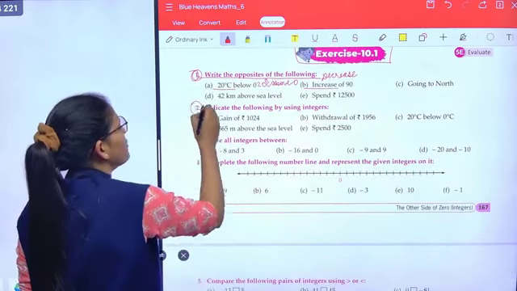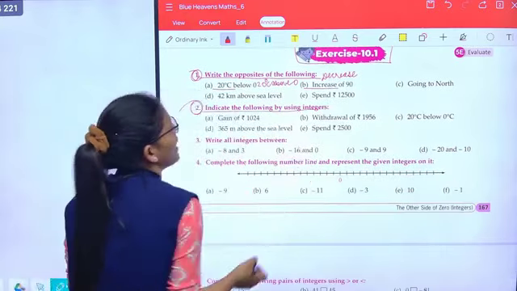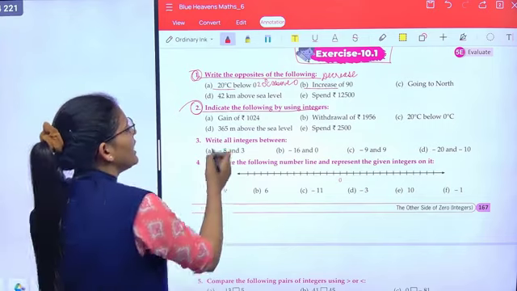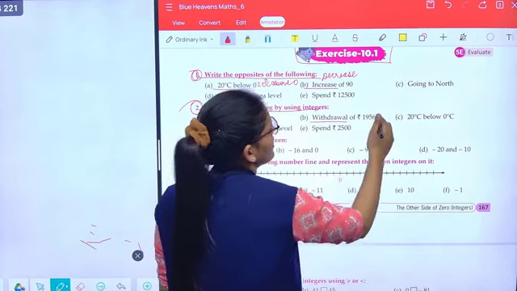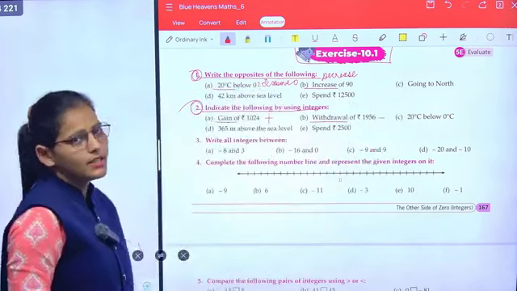Question number 2. Indicate the following by using integers. For gain, class, which sign will we put? Plus. Withdrawal means we have reduced, so it is minus. Rest of the parts, do yourself.